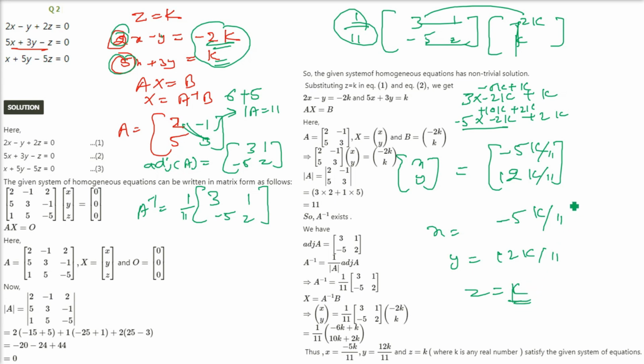Now k, you put any value, you will get multiple values of x and y. That is called the non-trivial solution. Right? So this is the solution. You have to see first whether its determinant is 0 or it is non-zero. That you have to see properly.